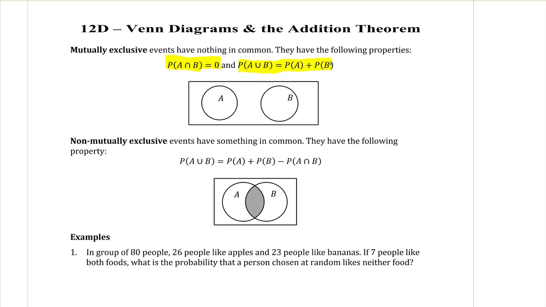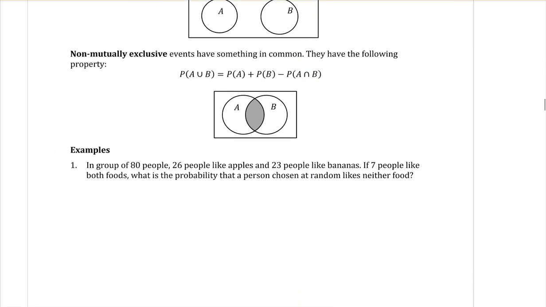If they are non-mutually exclusive events, then there is an overlap. To find the probability of A or B, it will be the probability of A plus the probability of B minus one lot of the overlap, because otherwise we would have counted it twice.